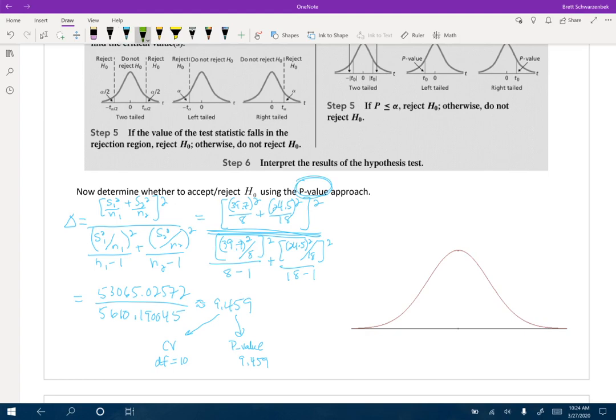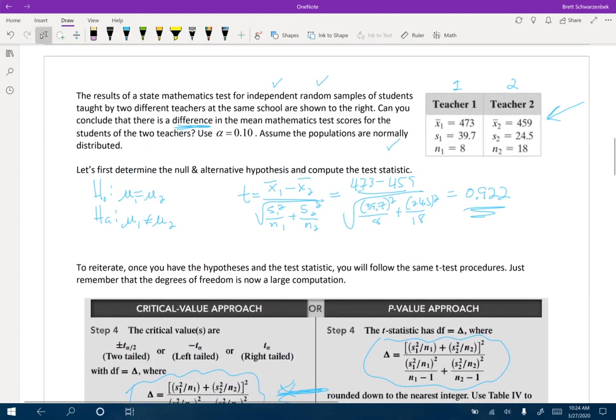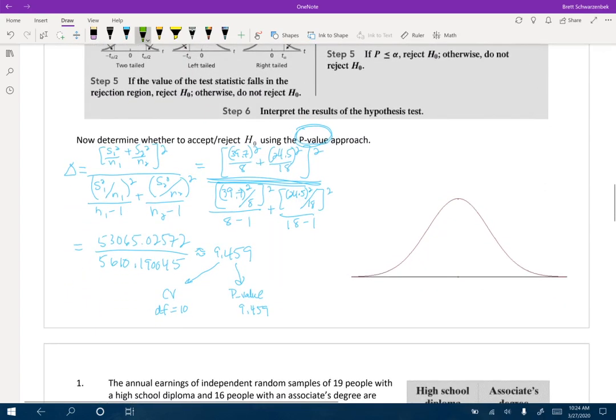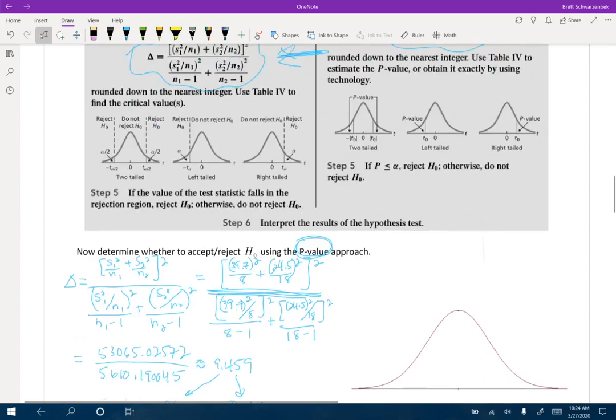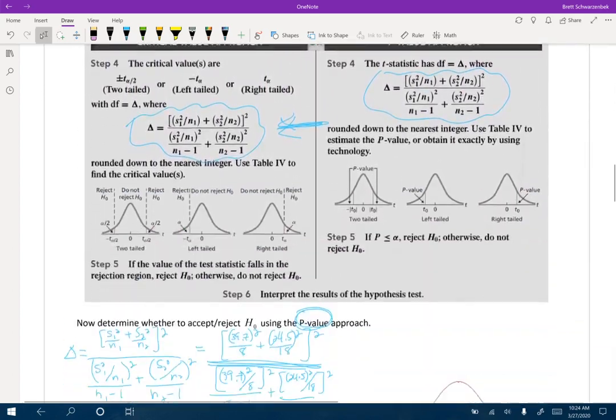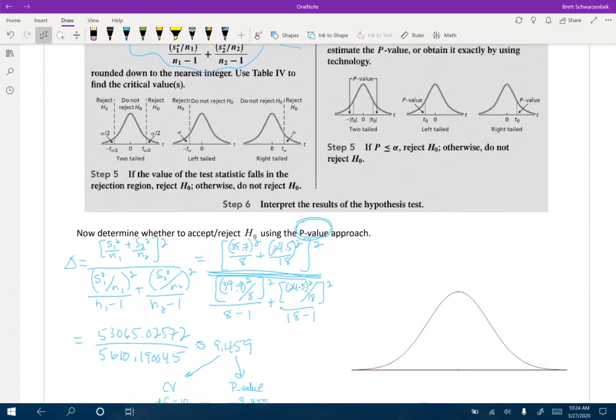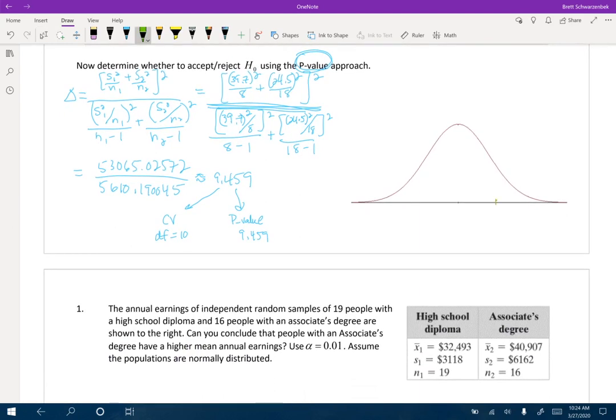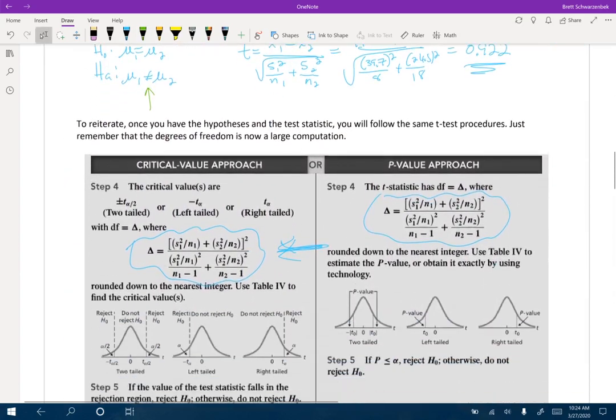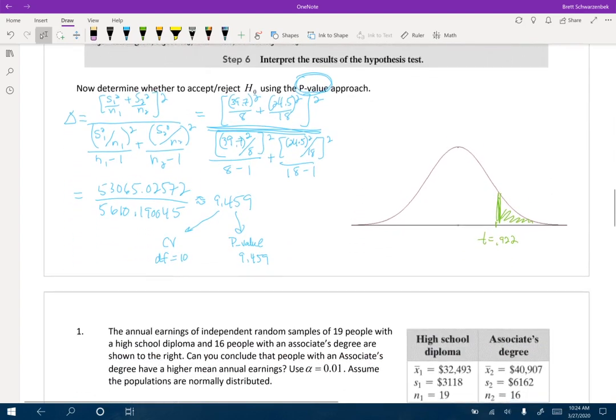So remember, this is a two-tailed test. Because it's two-tailed, we're going to need a shadow copy of this. So first things first, 0.922 is going to be our t-value. So we're just going to plop that on here, 0.922. So that means the area over here in the tail would actually be half of that value. So we have a shadow value over here of negative 0.922.